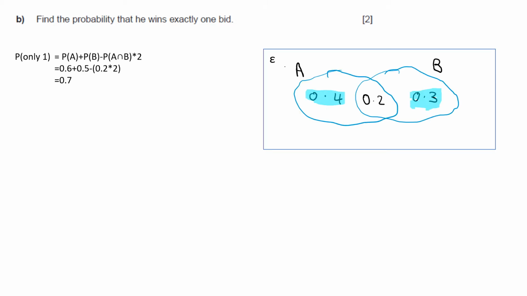Probability that he wins exactly 1 bid. Now in this particular case he either wins only A or only B, and therefore we've got to get rid of that intersection twice, so we end up with 0.7. If I go to my Venn diagram, which is just a copy of the one I had before with a little bit of highlighting on it, you can clearly see my two highlights are 0.4 plus 0.3, hence my 0.7. 2 marks. That diagram does it for me.